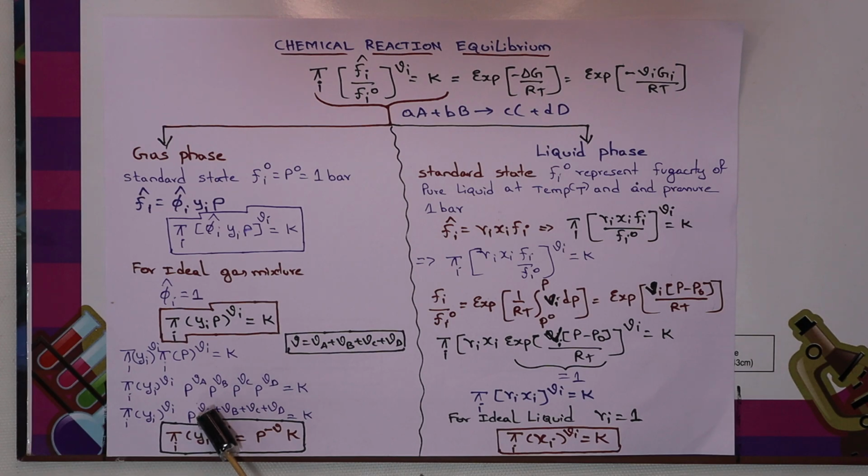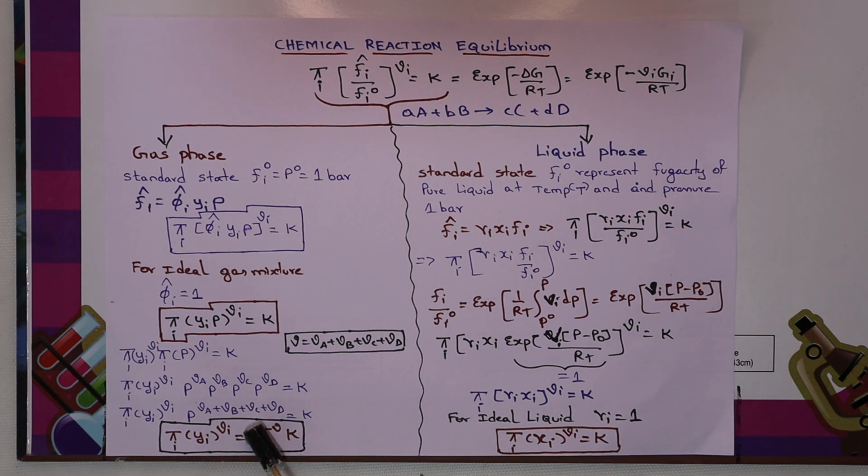So, once you get this P, you bring it to the right hand side. v_a plus v_b plus v_c plus v_d is called the stoichiometry of the reaction, which is v. If you take this pressure term to the right hand side, you get product of y_i to the power v is nothing but P to the power minus v times K. This is the equation which is used for the ideal gas. If it is a non-ideal gas, you have to use this particular equation. If they have given the fugacity coefficient information, you can deal with it.